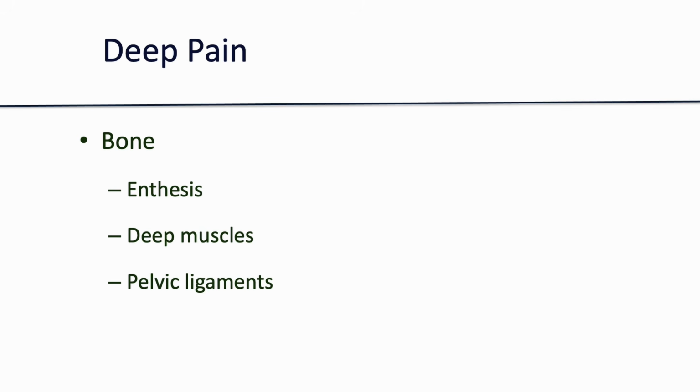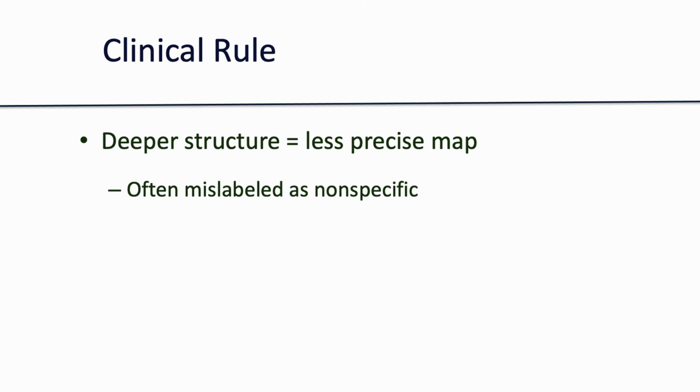Pain arising from bone, enthesis, deep muscles, or pelvic ligaments cannot be easily mapped. Patients often say, "It's deep inside," or, "I can't really point to it." This pain presents as diffuse gluteal pain, posterior superior iliac spine dominant discomfort, or deep perineal pain. The clinical rule is simple: the deeper the structure, the less precise the pain map. This is why deep pain is so frequently misunderstood, minimized, or dismissed as nonspecific, especially by inexperienced clinicians.